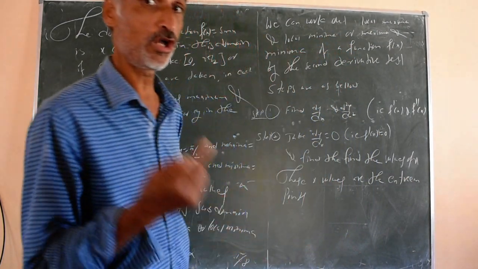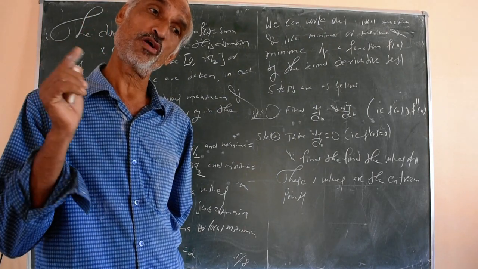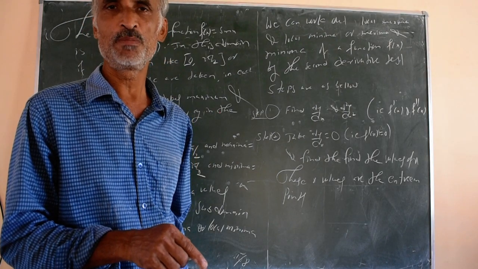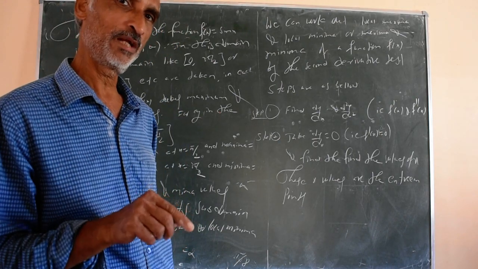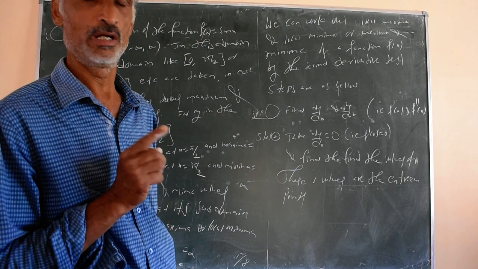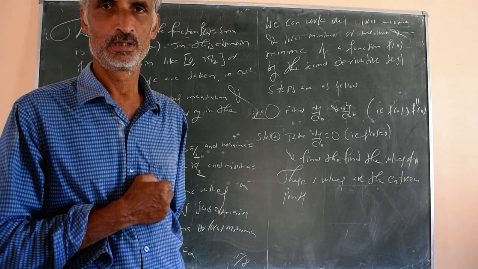Means values of x are extreme points. The values of f of x at which it is maximum or minimum is the extreme value. X ನ ಬೆಲೆಗೆ extreme point ಅಂತ ಕರೀತೀವಿ. f of x ನ ಬೆಲೆಗೆ extreme value ಅಂತ ಕರೀತೀವಿ. X value is called extreme point.